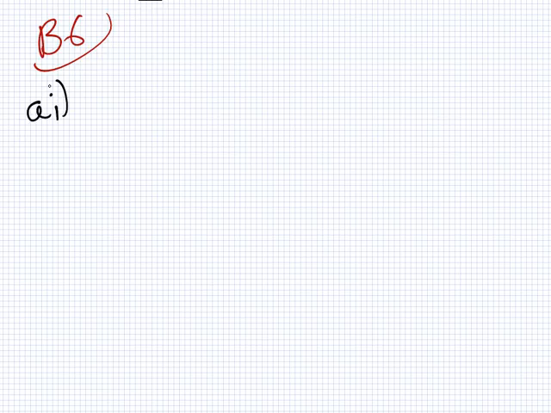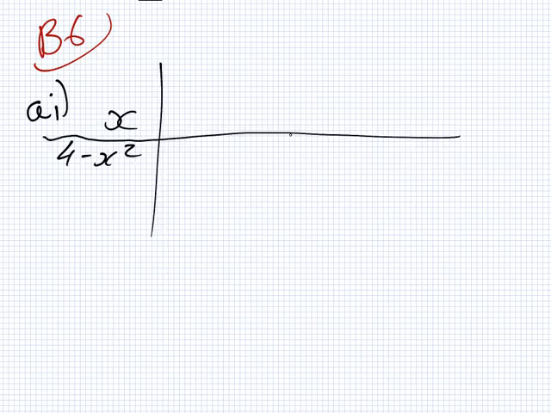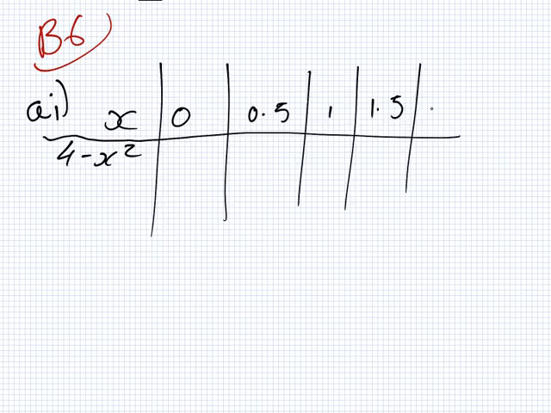The table below, oh, baby question first. x, 4 minus x squared, 0, 0.5, 1, 1.5, 2, 4, 3, 0. And they want the missing numbers here. 4 minus 0.5 squared is 15 over 4, 3.75. 4 minus 1.5 squared, 1.75. One mark for that.